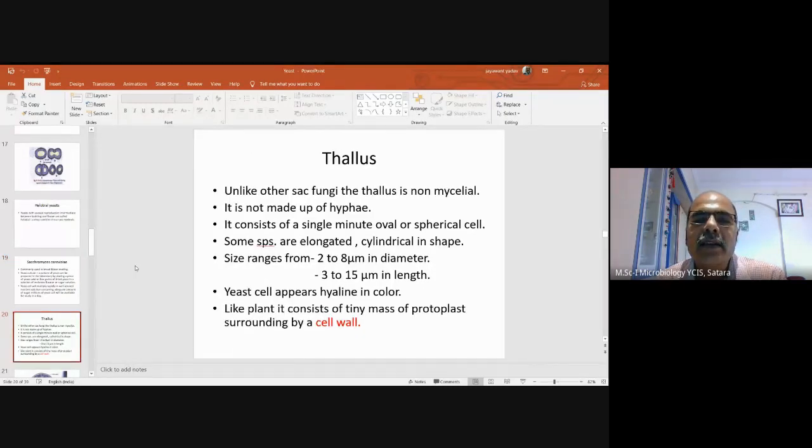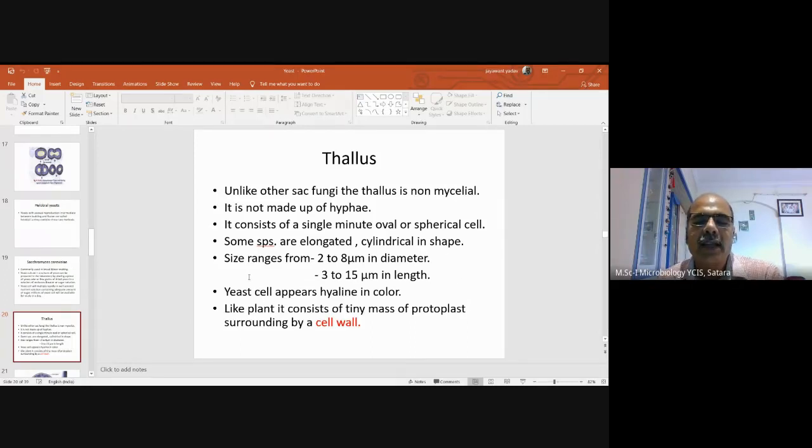Next, the thallus. Like other sac fungi, the thallus is non-mycelial. The entire yeast structure is called a thallus, and like other such fungi, the thallus is non-mycelial. One of the most important characteristics you have to remember: it is not made up of hyphae. There is no partition. It consists of a single minute oval or spherical cell. Some species are elongated. Some of the species are cylindrical in shape.